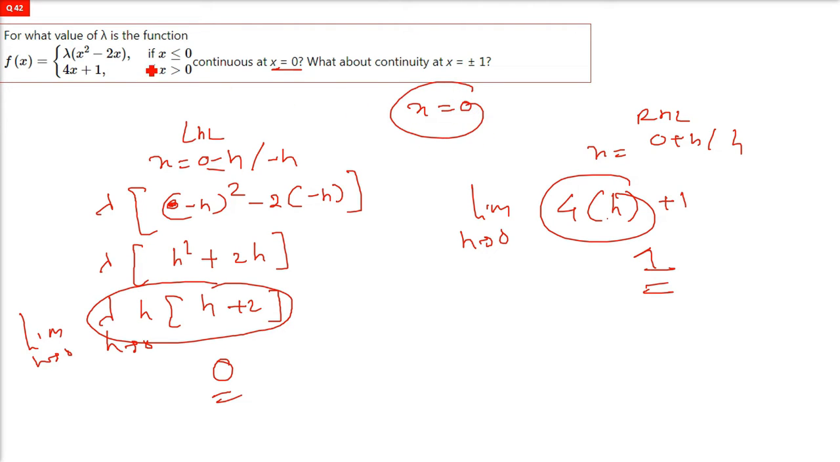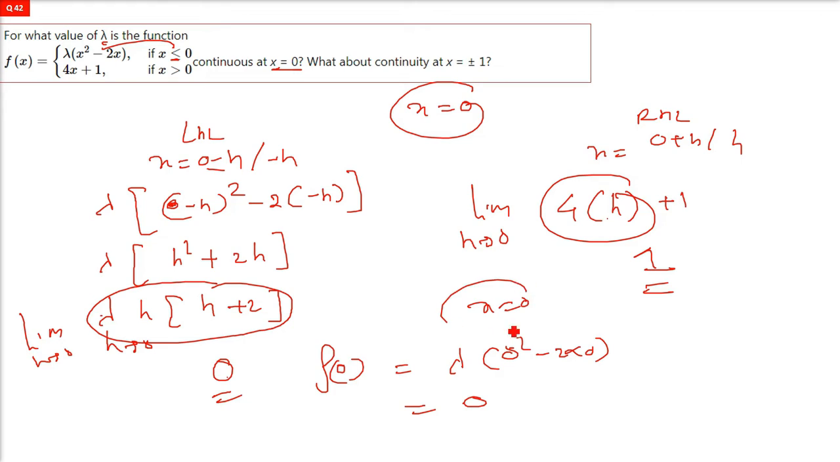So when we put x equal to 0 in this function, that is f(0) I am finding, because we need to check for all of these: LHL, RHL and also the value of the function at this point. Lambda into 0 square minus 2 into 0, that is again coming to 0. So 0, 0, 1. It is not continuous, which we see here, but we cannot say anything right now. So we cannot get the value of lambda in case of x equal to 0.